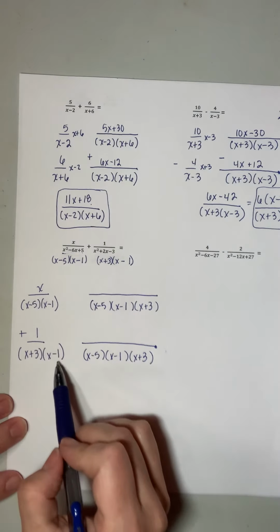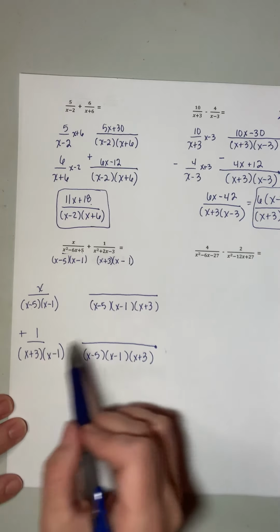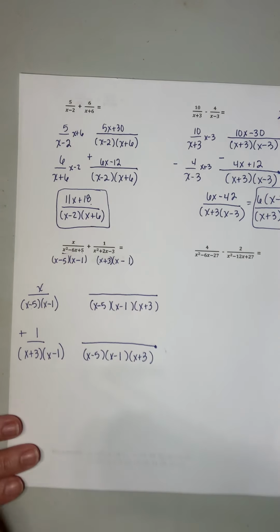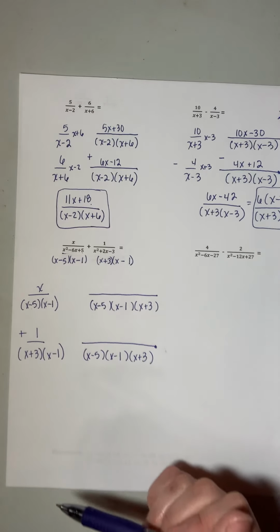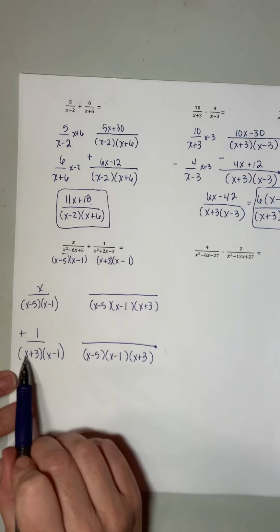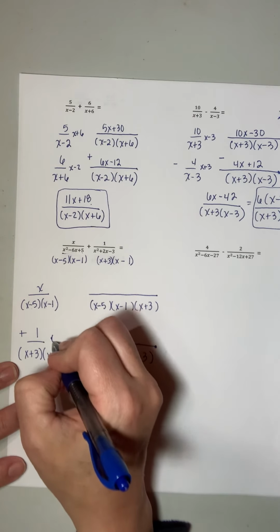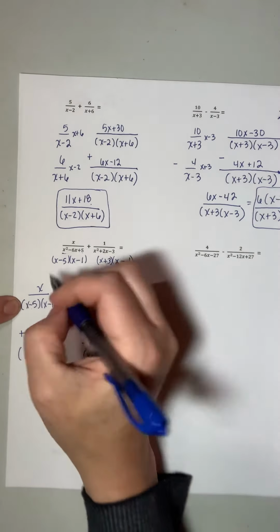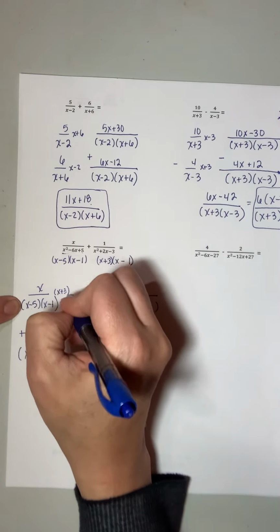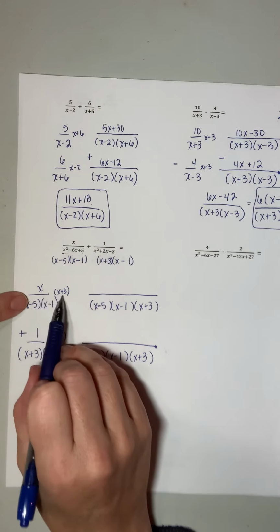Because they have the x minus 1s in common, they both have to have the x minus 5, and they both have to have the x plus 3. Both denominators have to have one of everything. Okay, so the bottom, what I'm missing is the x minus 5. So I'm going to take it times the x minus 5. Top one, I'm missing the x plus 3. Okay, so I'm going to take my x times x plus 3.